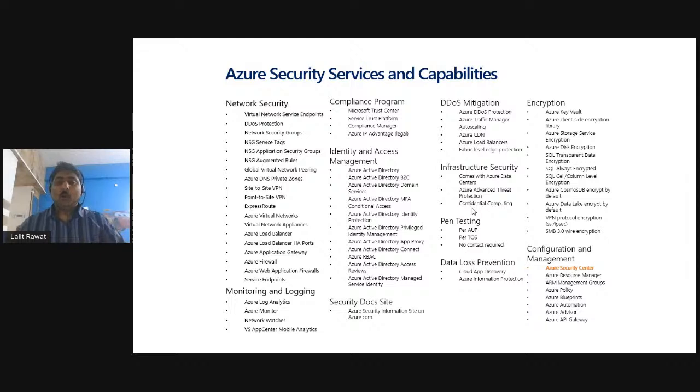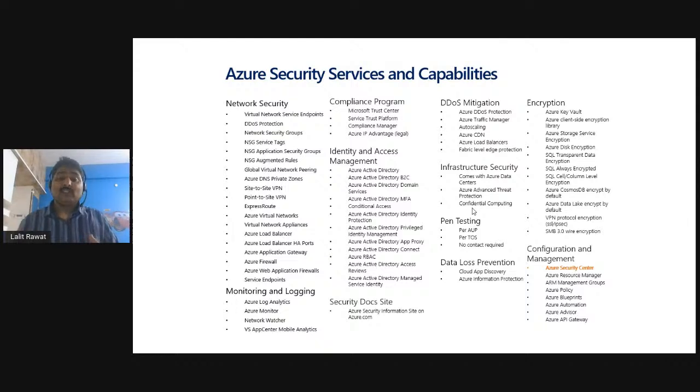So you can see there are a lot of encryption mechanisms, and there is a lot more to add. I would love to add, but my slide is too small to add all of those services. But these are the major services you can put in your best practices that would really secure your environment. And then configuration management: as I told, Azure Security Center has become Microsoft Defender, so we'll say Microsoft Defender.